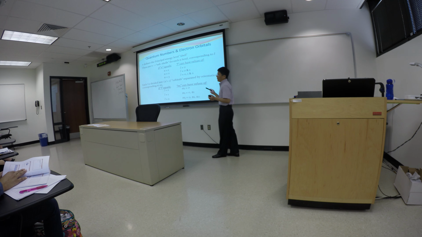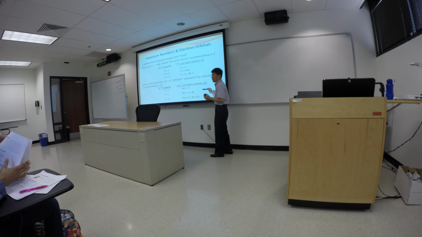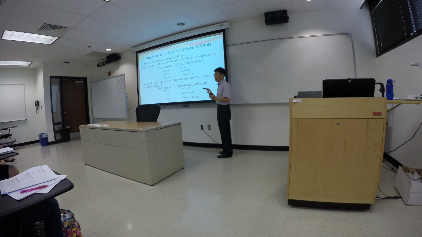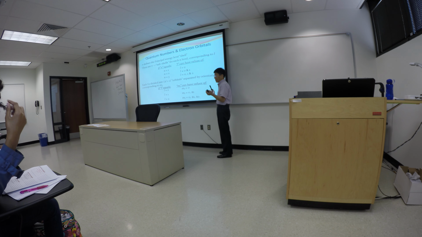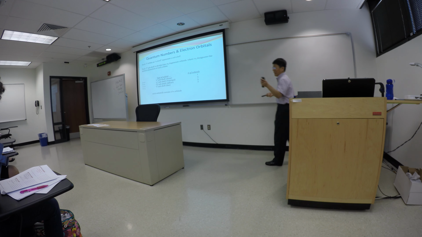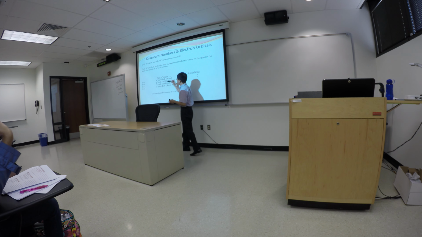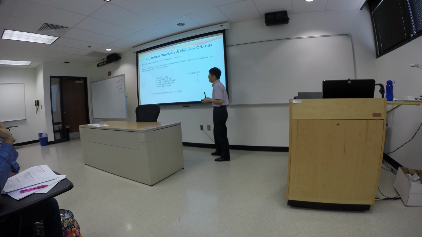When L equals 1, there are 3 possibilities and 3 possible numbers for ML. That's 0, positive 1, negative 1. When L equals 2, 0, plus 1, minus 1, plus 2, minus 2, a total of 5 possibilities. And then, for the quantum numbers and electron orbitals, again, this relationship: L equals 0, that's the S subshell. L equals 1, that's P. L equals 2, that's D. L equals 3, that's F.